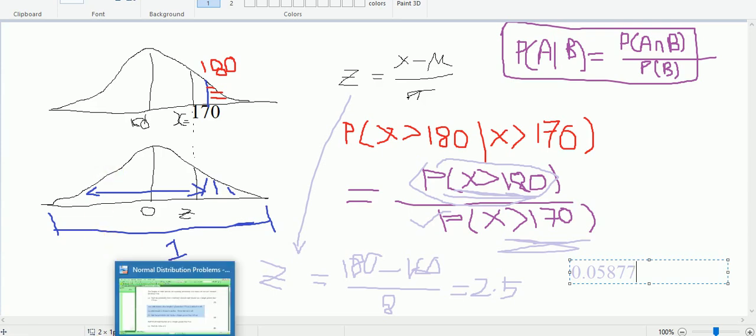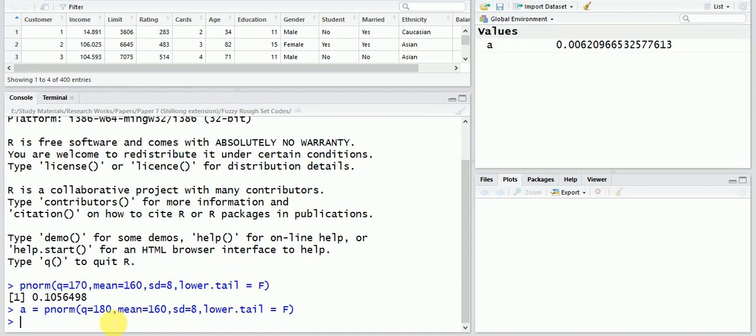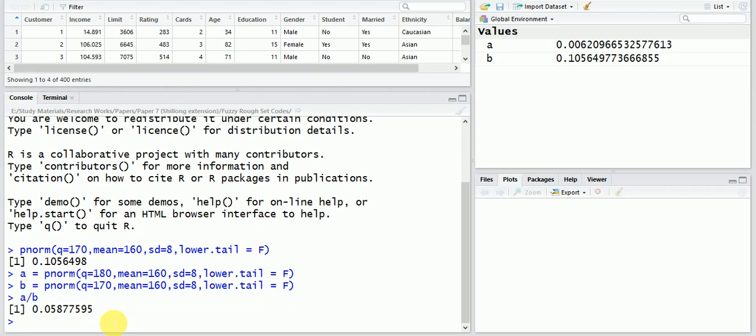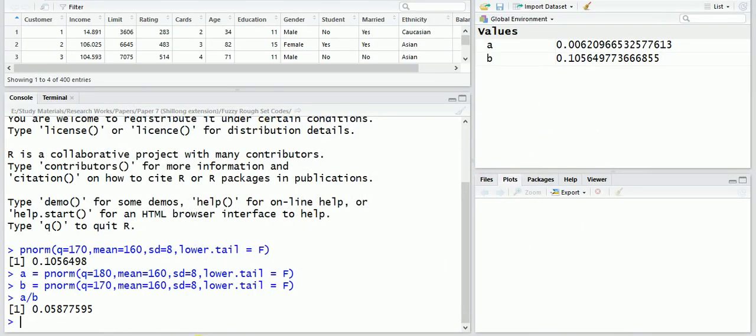And in case of R, we'll just find, say A is equal to, I'll copy this one, and here instead of this I will just write 180, right, and B is equal to the same. So basically A by B will be my solution, which is 0.058, right. So it will match with my answer, 0.05877. So this is how you find the answer.